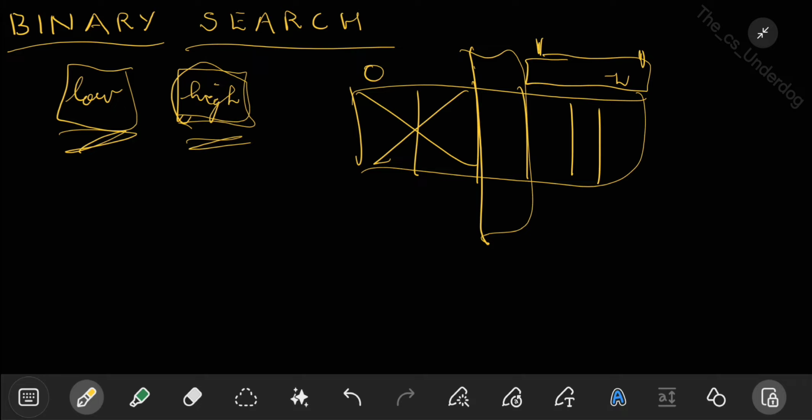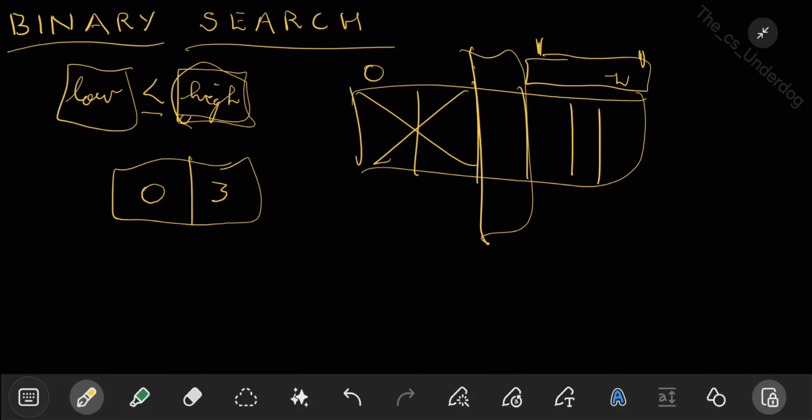Then what do you need? You need a base condition. That is, you want to identify the condition in which the target is not in the array. What will be that condition? Whenever the value low is lesser than or equal to the value high, there is at least one element remaining to be considered. Because if low is 0 and high is 3, the array has 4 elements: 0, 1, 2 and 3. If low is 0 and high is also 0, the array still has one element to be considered, which is index 0. Same if both are index 3, then index 3 is remaining.